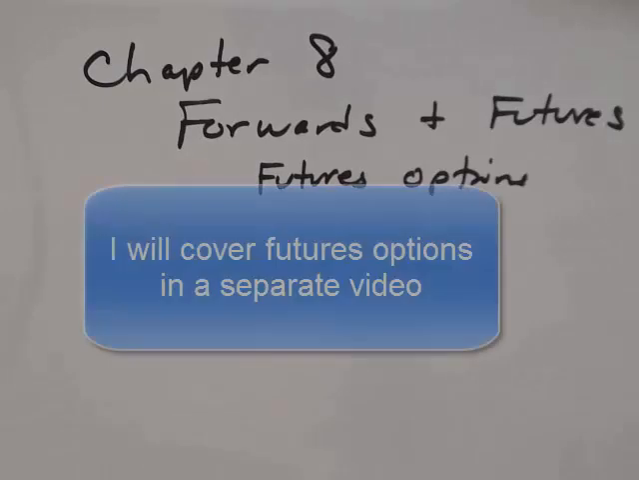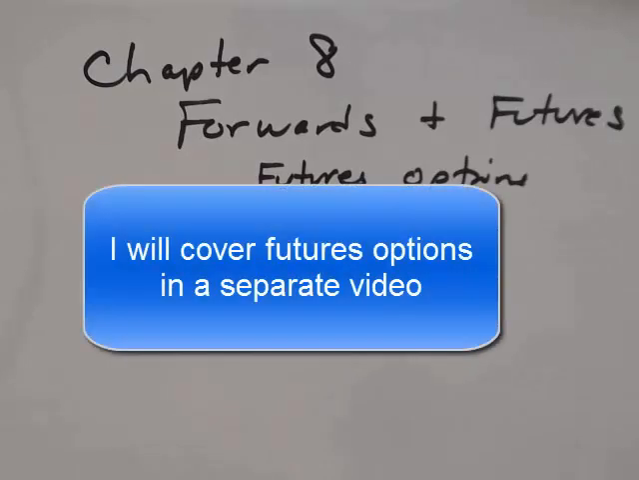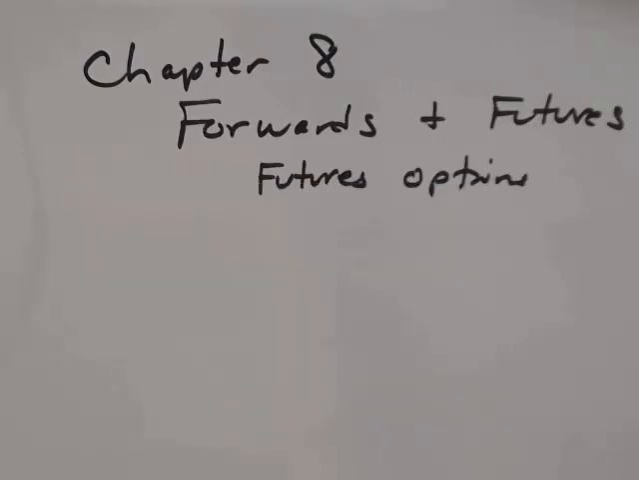Welcome to Chapter 8 on forwards and futures options. This chapter is about valuing and pricing these contracts. Now, if you remember from Chapter 2, we talked about forwards and futures a little bit. And obviously in this chapter we're going much deeper. But remember what a forward contract is.